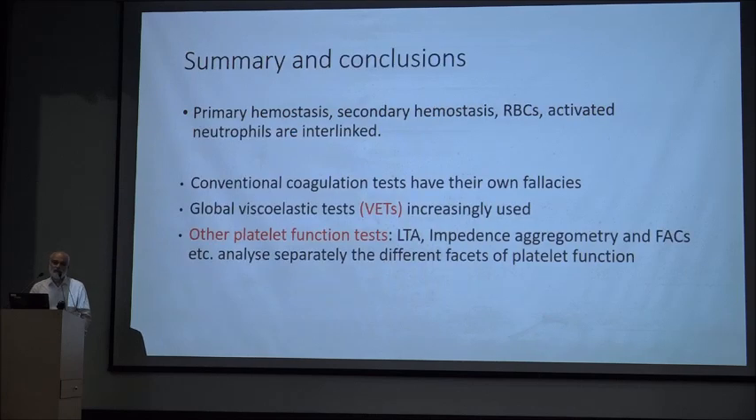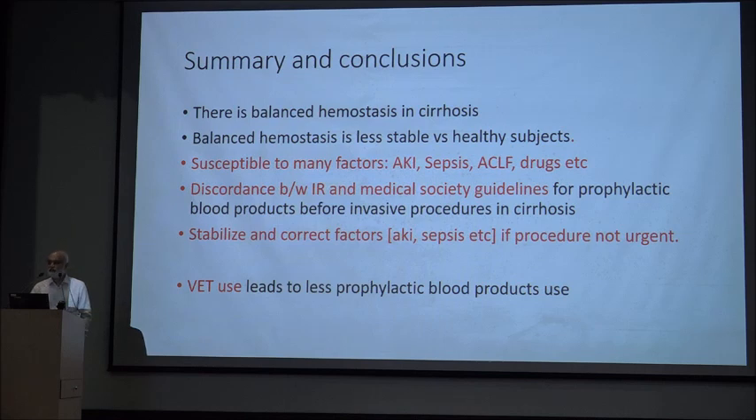To summarize, primary hemostasis, secondary hemostasis, RBCs and activated neutrophils are interlinked. Conventional coagulation tests have their own fallacies. Global viscoelastic tests are increasingly used. Other platelet function tests are there, and they analyze separately different facets of platelet function. There is a balanced hemostasis in cirrhosis. Balanced hemostasis is very precarious and less stable. It is susceptible to many factors: AKI, sepsis, ACLF, drugs.